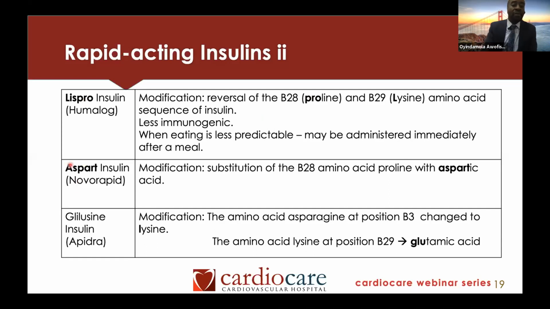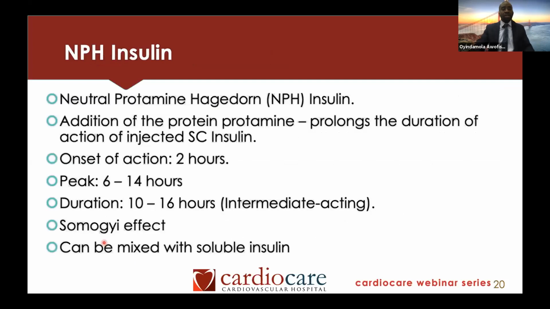So we also have insulin aspart as a rapid-acting insulin, and the common brand in Nigeria is Novorapid, developed by Novo Nordisk. So that's insulin aspart. The properties are about the same, basically. There's actually very little difference between them, okay? Then we also have insulin glulisine, that's Apidra, which is less available, but it's actually still available in Abuja as well. Okay, so I'll talk about the NPH insulin now.